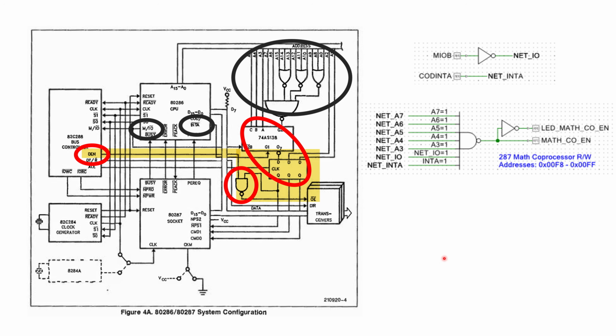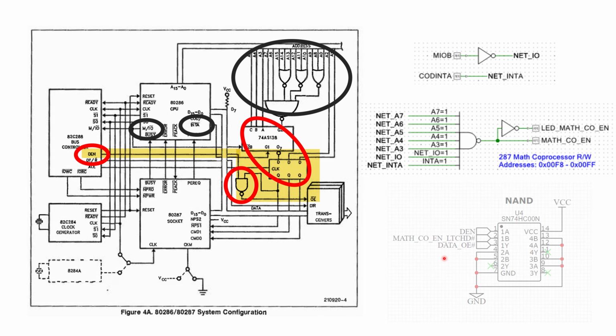So I updated the PSOC. My math coprocessor enable, I think, is closer now to the intention of the author of this schematic to the left. So I'm now taking into account those extra two signals, MIO and INTA. I'm using DEN, and you'll see here where I'm using DEN in just a second. But all of this I'm now taking into account much closer to what I see in the schematic.